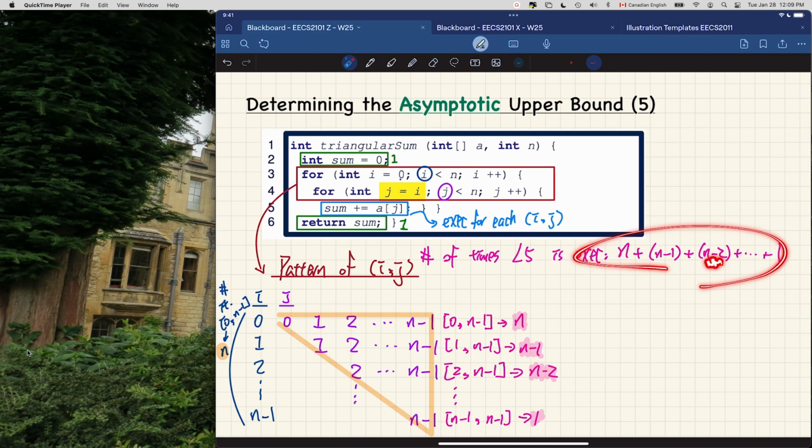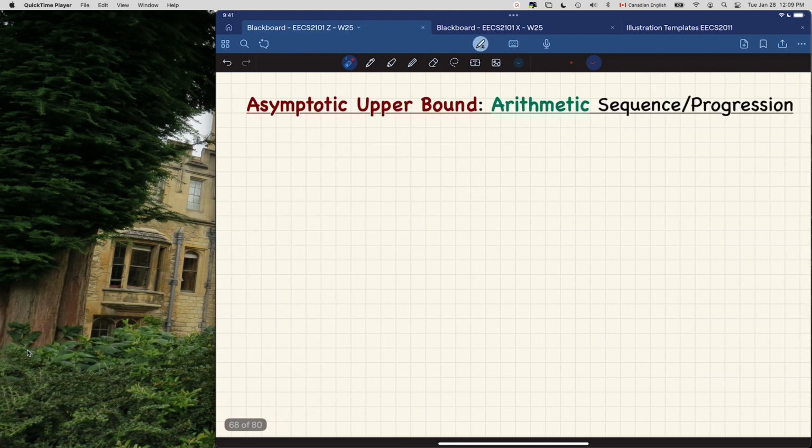Sequence. Geometric? Arithmetic? Arithmetic, right? Okay, arithmetic sequence. All right, let's now review that a little bit. That's going to be something also very useful for you that you have to know. It's something called arithmetic sequence progression.